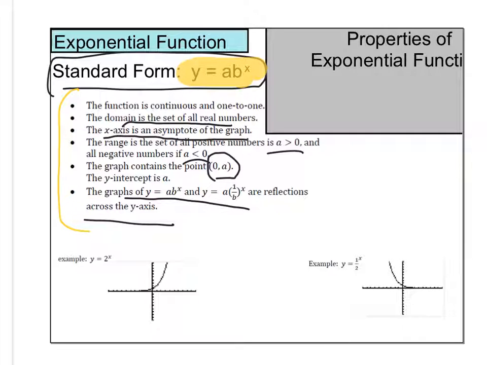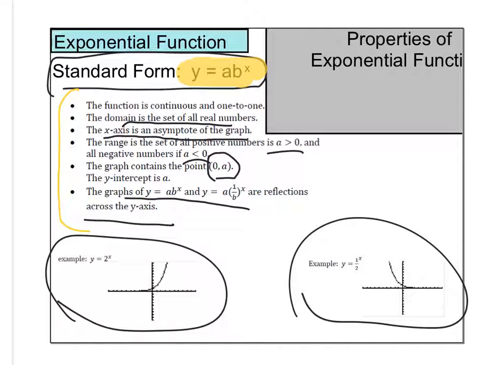The graphs of an exponential and its inverse are going to be reflections across the y-axis. So here would be y equals 2 to the x. Here would be (1/2) to the x. Those two, 2 and 1/2, would be perfect opposites of each other.